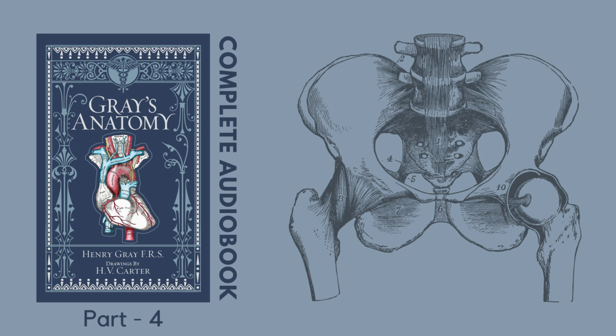It is called a linea quadrata, and gives attachment to the quadratus femoris and a few fibers of the adductor magnus. Generally, there is merely a slight thickening about the middle of the intertrochanteric crest, marking the attachment of the upper part of the quadratus femoris.